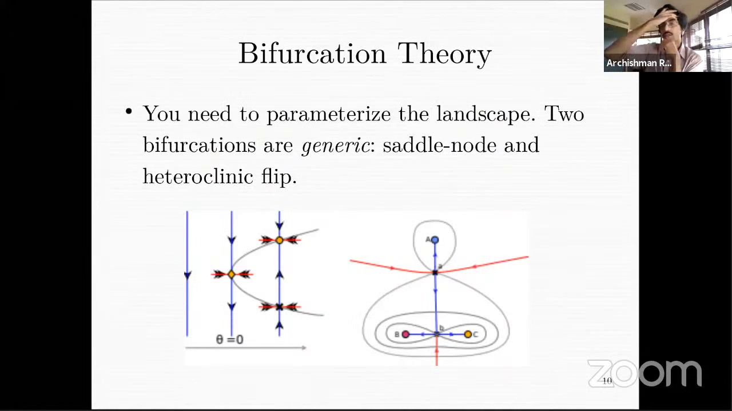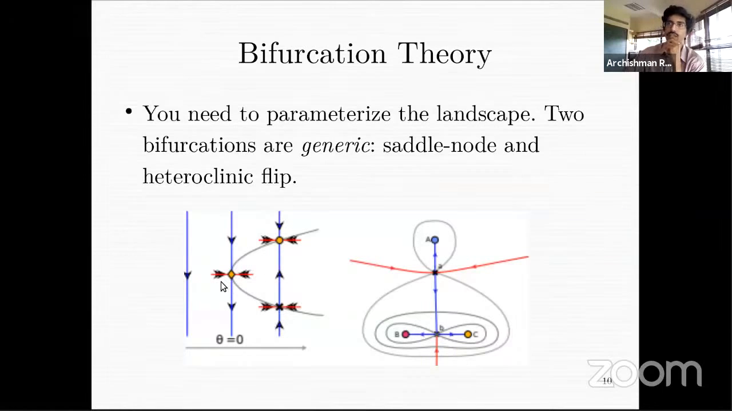And of course, naturally, what I'm talking about here are bifurcations, and so you need to parameterize the landscape and see what bifurcations can take place. And it turns out that there are really only two bifurcations that you need to worry about. The most important one is the saddle node bifurcation, which is that you have an attractor and a saddle, and they annihilate each other, leaving you with nothing. Or conversely, as you change a parameter, you get the appearance of a saddle and a stable fixed point.